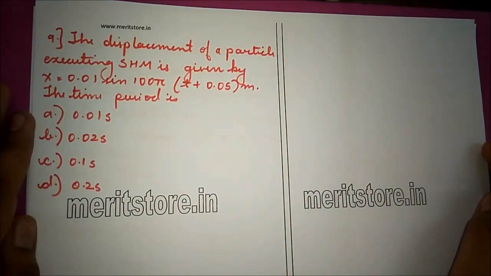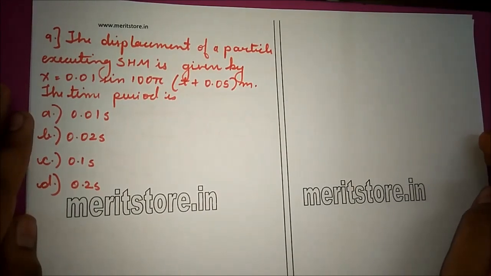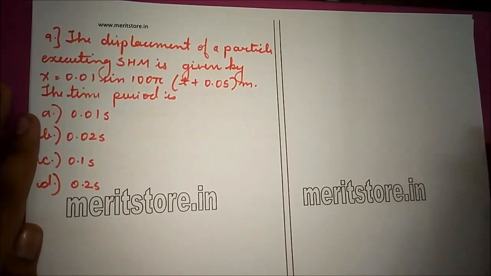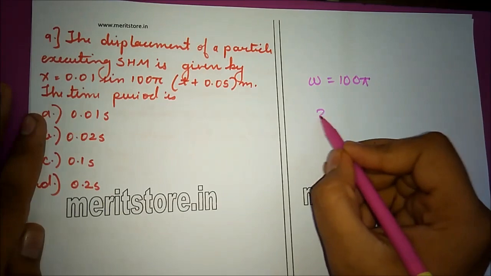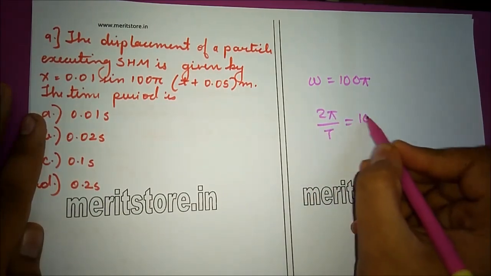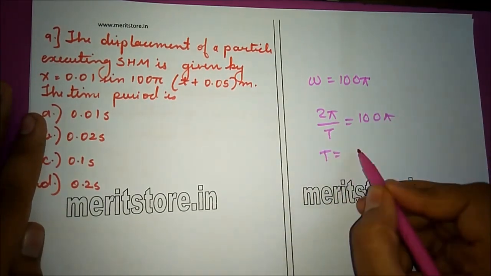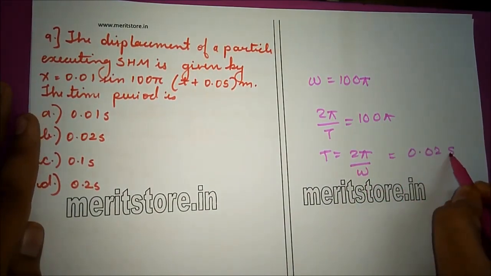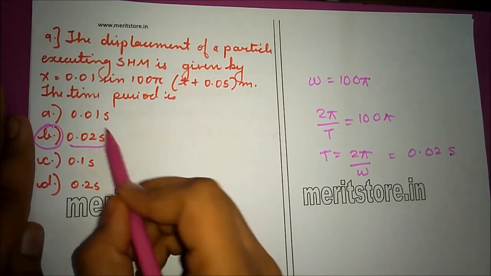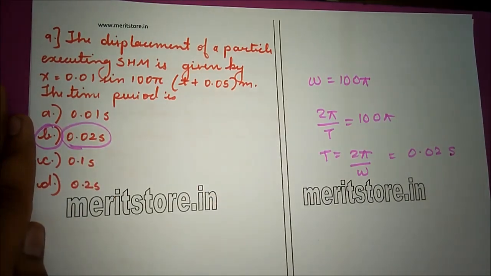Question 9. The displacement of a particle executing SHM is given by x is equal to 0.01 sine (100 pi t plus 0.05) meter. The time period is, now to calculate the time period, we know omega is equal to 100 pi. 2 pi by T is equal to 100 pi. T is equal to 2 pi upon omega, which is equal to 0.02 seconds. So option B, 0.02 seconds is the correct answer.